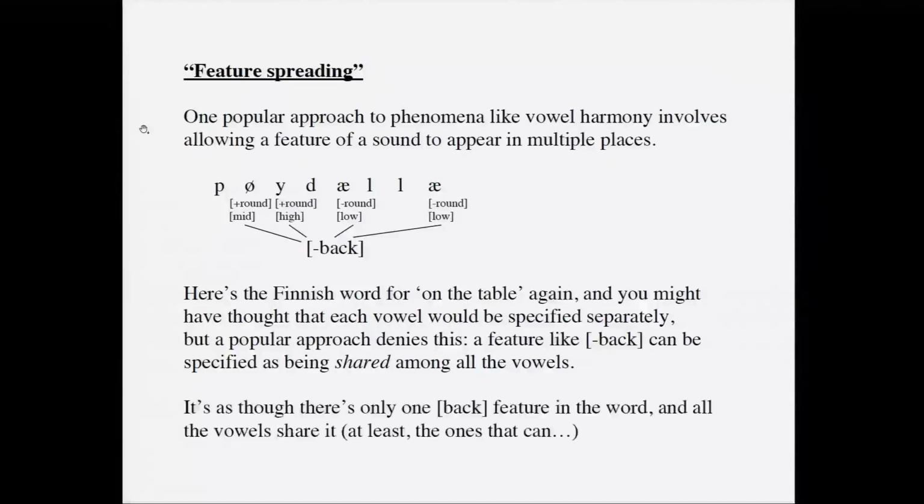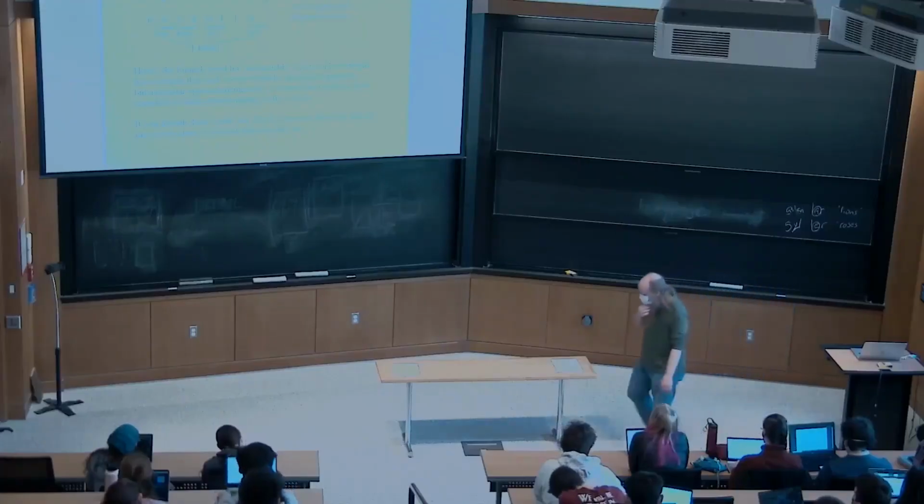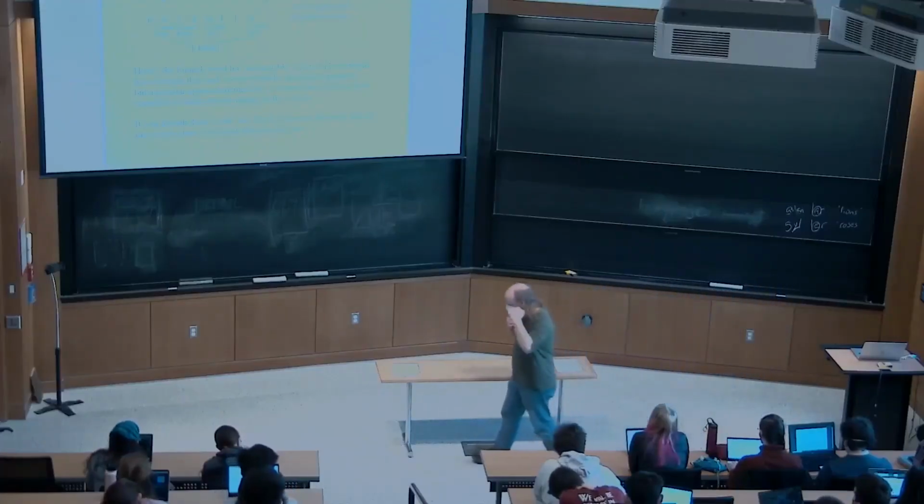Yeah, it's as though there's only one back feature in the word, and all the vowels that can share it do. Okay. There's a name for this. It's called autosegmental representation.